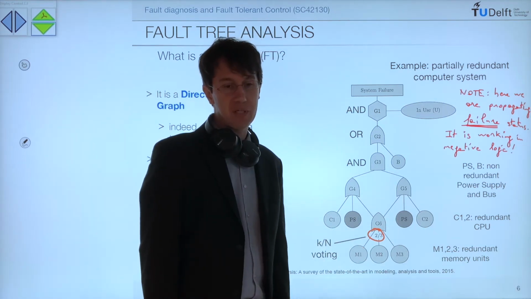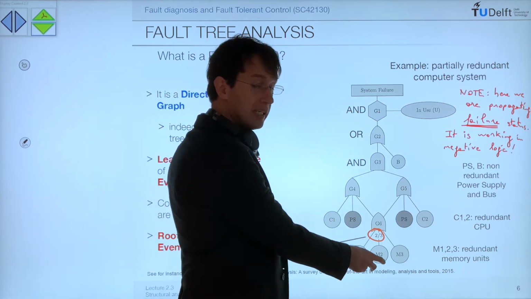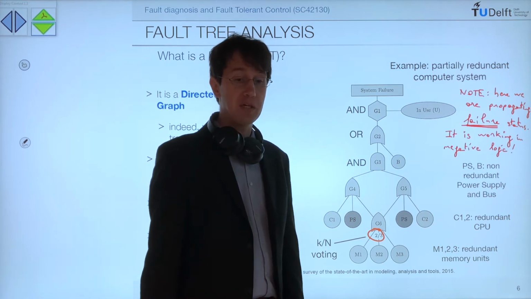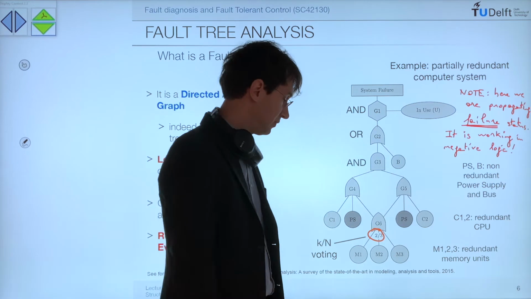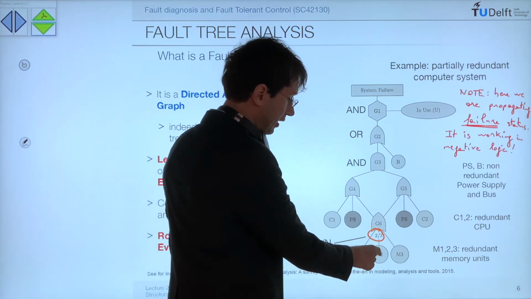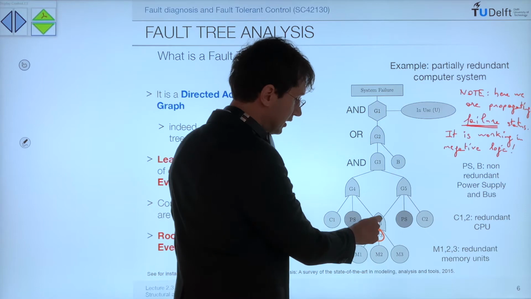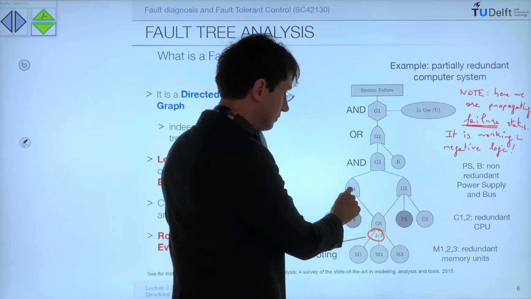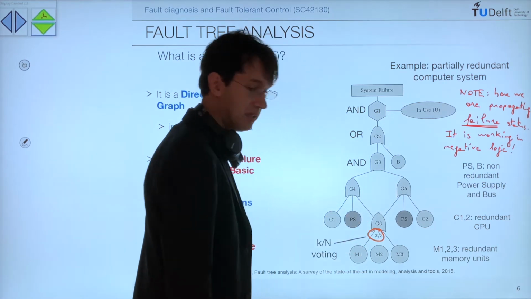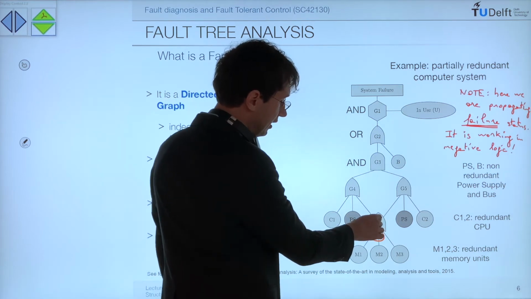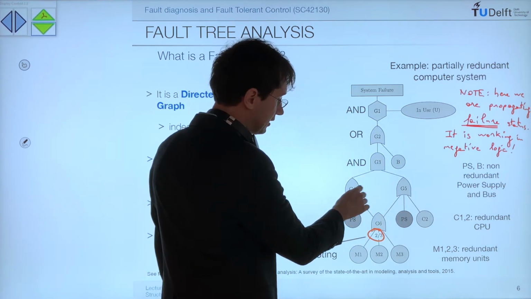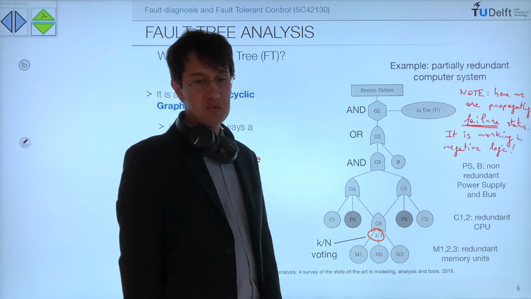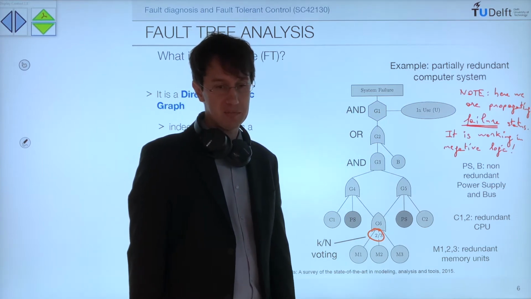Because remember that we are working in negative logic. So we are propagating up logical values that represent the component being failed. So if 2 memory units are failed, this is enough for the memory subsystem itself to be failed. And if it is failed, well, this is going to be bad, because you see that the memory is entering OR gates at all levels here. And this represents the fact that a computer cannot work if the memory subsystem is not working.